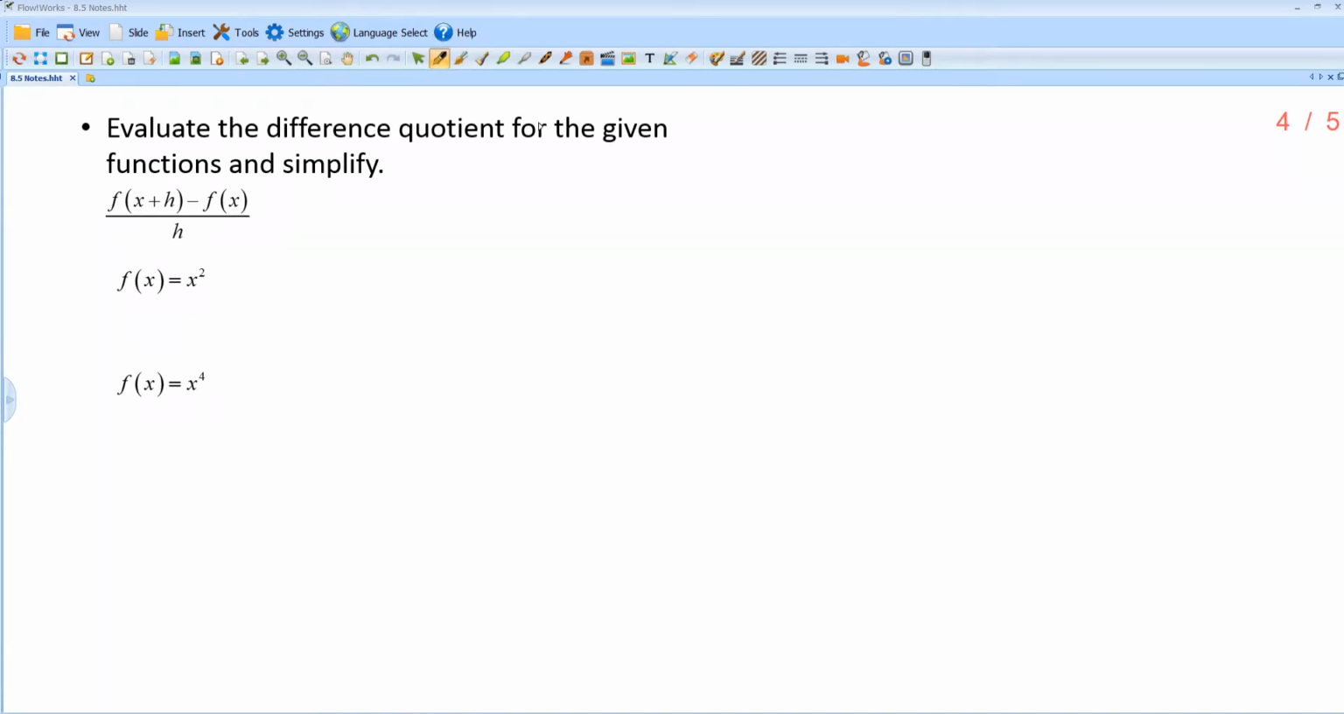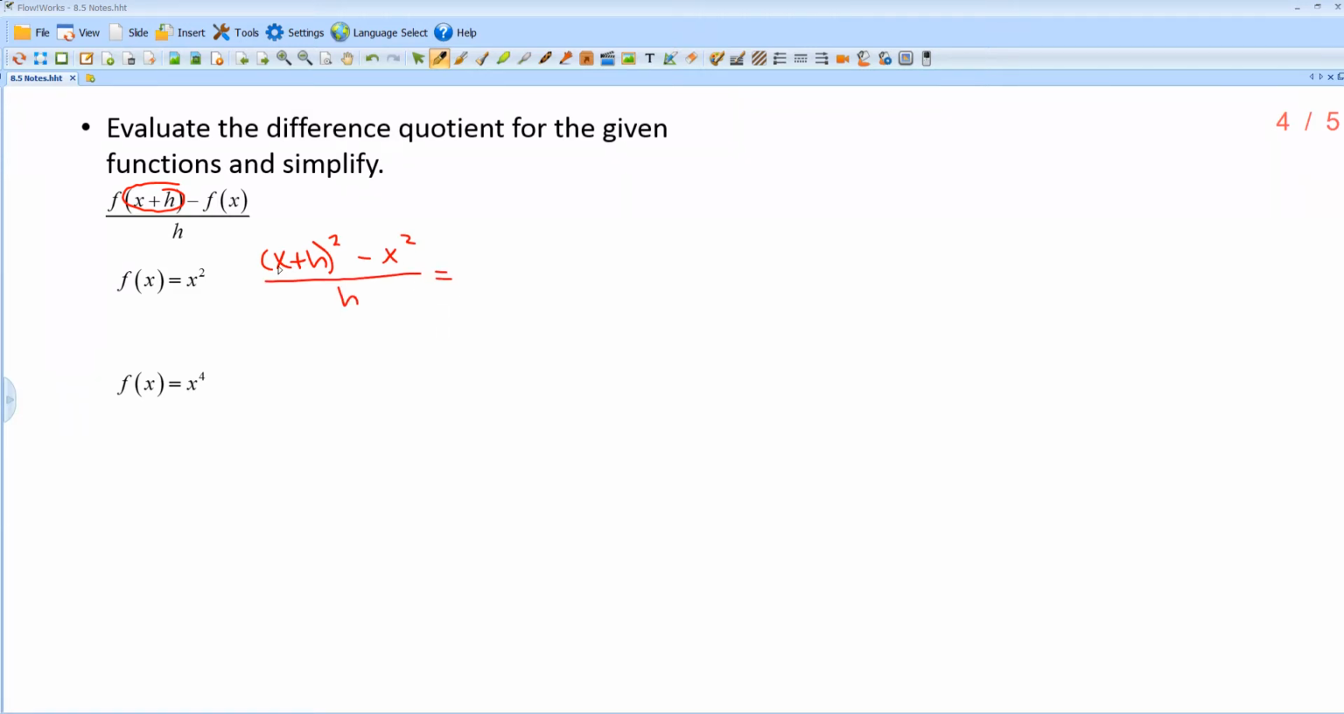All right, evaluate the difference quotient. This is thrown all the way back to the beginning of the year. It was always really fun stuff. The difference quotient, here's our formula. f of x plus h minus f of x over h. So when I have x squared, what I'm doing here is saying you're replacing x with x plus h. So I'm going to have x plus h squared. All I've done is replaced x with x plus h minus the original function, x squared, over h.